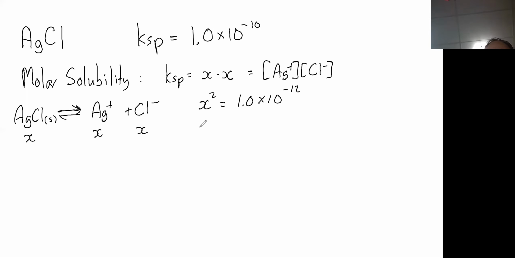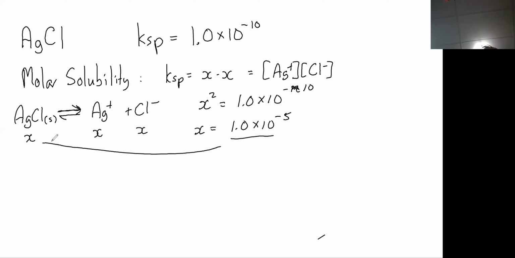If we square root that, we'll get X equals 1.0 times 10 to the minus 5, actually, because that was supposed to be a 10 there. So that means that there should be this many moles per liter of silver and chloride ions in solution, which is actually the amount of silver chloride that would have dissolved in solution. So the molar solubility of the silver chloride would be 1.0 times 10 to the minus 5 molar.